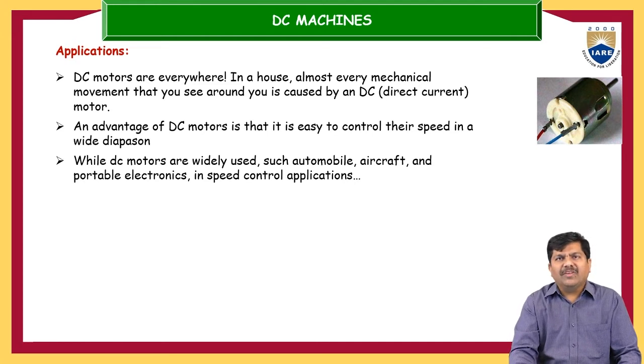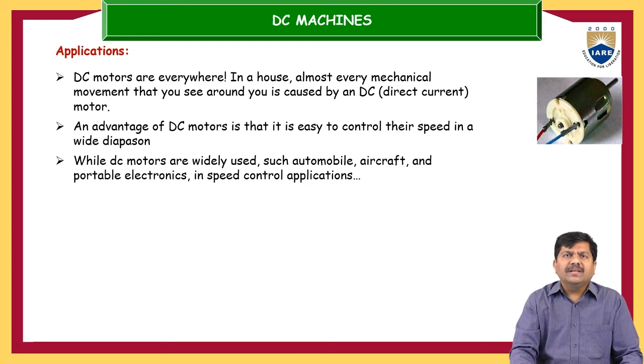DC motors are everywhere. We cannot restrict DC machines to a particular application; in the majority of applications, DC machines are widely used. In a house, almost every mechanical movement that you see around you is caused by a direct current motor. So this is a very, very important machine among electrical machines. The advantage of these DC motors is that it is easy to control their speed. Speed control is a very important thing, especially in industry.